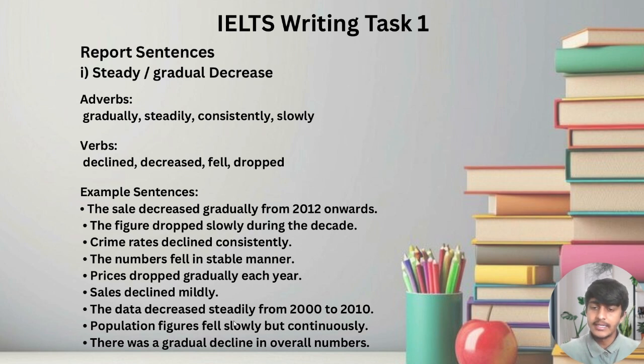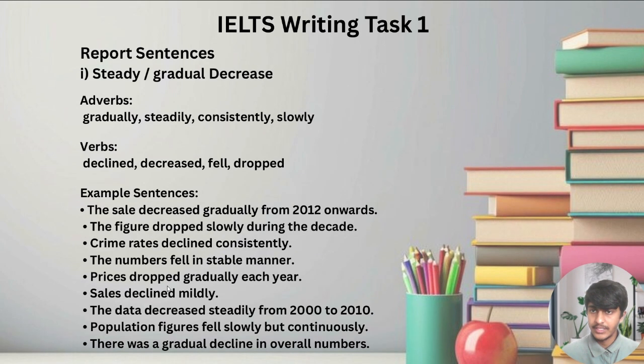The data decreased steadily from 2000 to 2010. This sentence shows a long-term, even decline. The phrase improves accuracy and task achievement. Number 9 is: The popular figure fell slowly but continuously. This sentence shows that the decrease was slow and never stopped. Continuously means there was no rise in between.